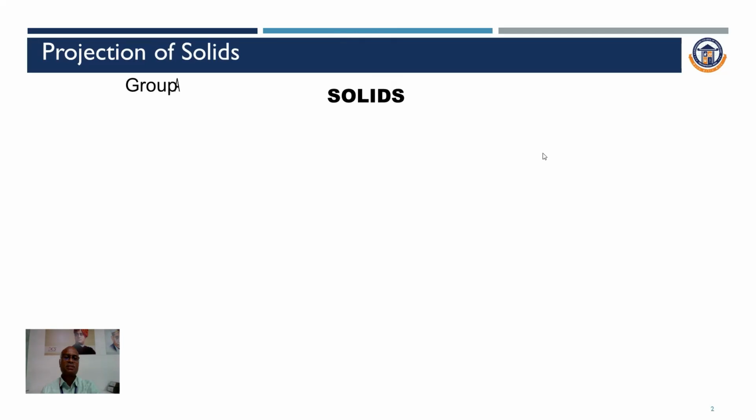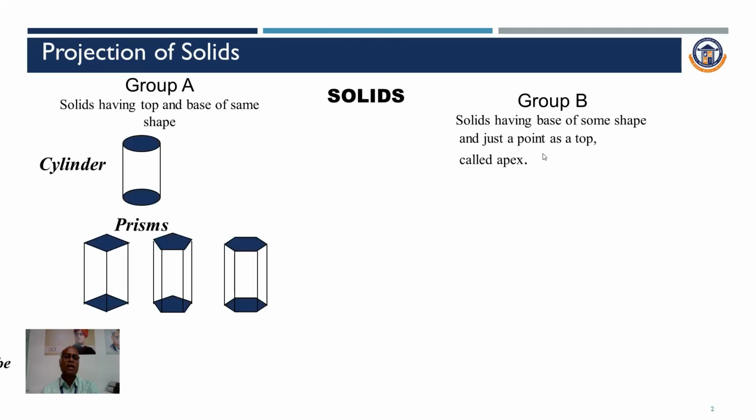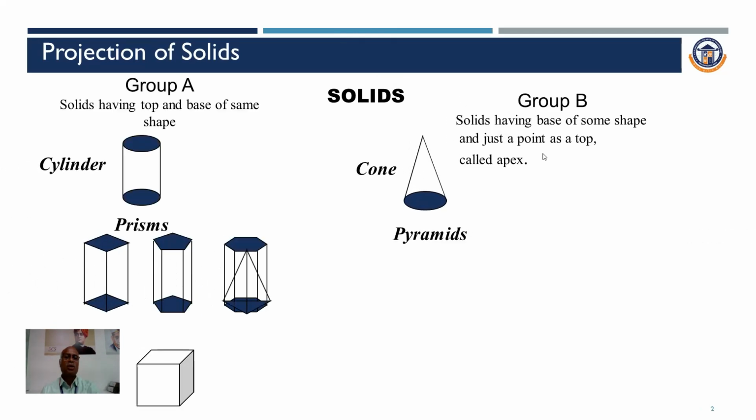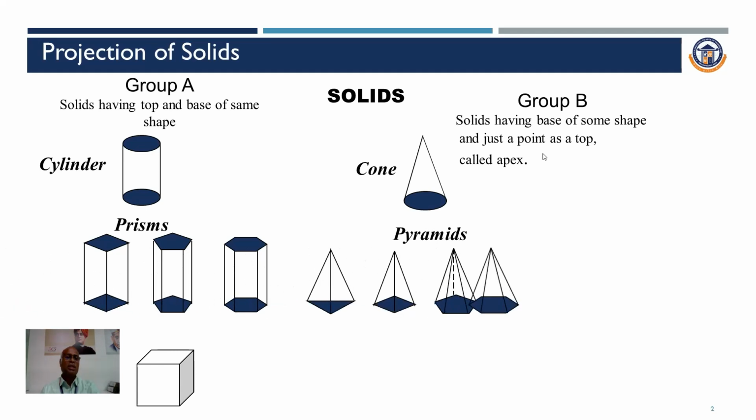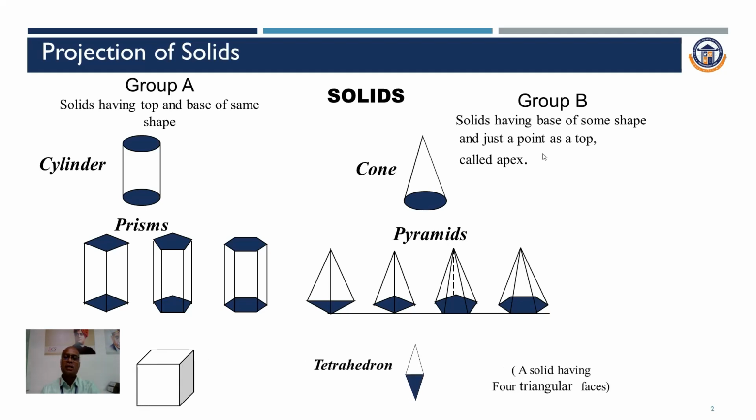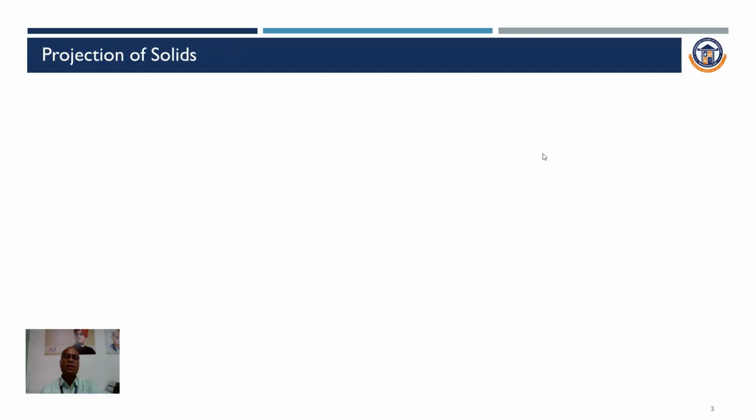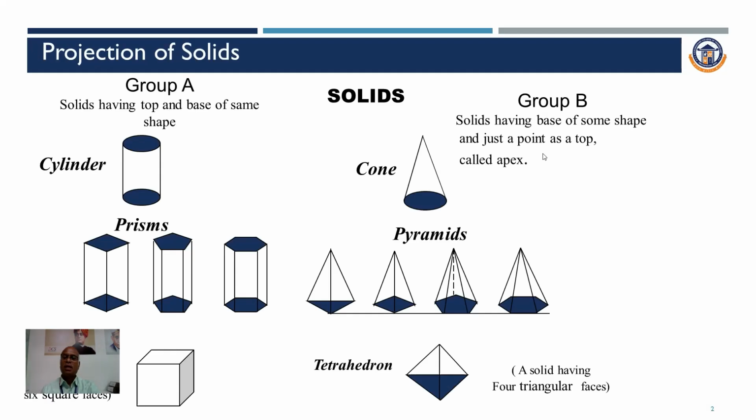In projection of solids, there are mainly two categories, group 1 and group 2. The solid having a top and base of the same shape is called a prism, and in group 2, the solids have a base and just a point as the top, called the apex. So there are two categories, prism and pyramid.